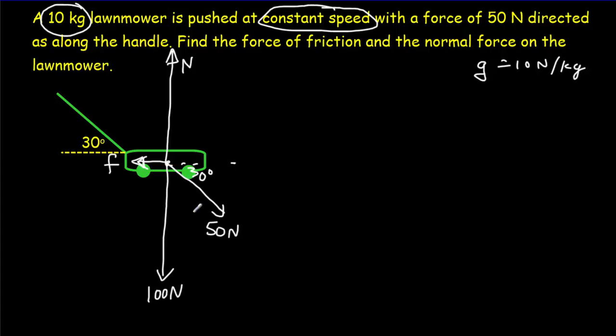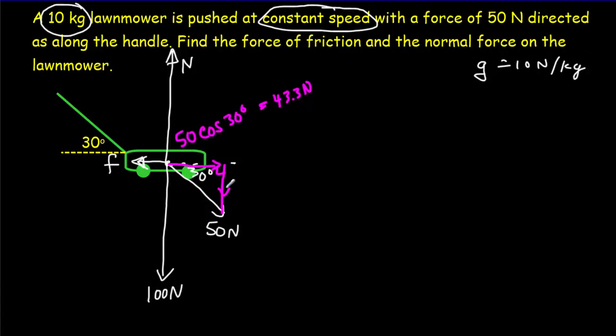The lawnmower wouldn't know the difference if it was pulled with a 50 newton force or if it was pulled with a force component like so and another force component like so. Now we just need to work out what those components are. This component here is adjacent to the 30-degree angle, so it's going to be cosine of 30 degrees, multiplied by the hypotenuse, which is 50. If you work that out, you should get an answer of 43.3 newtons.